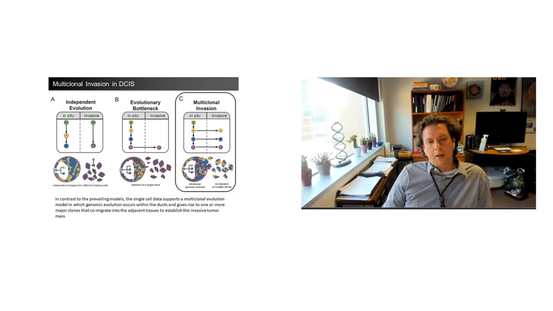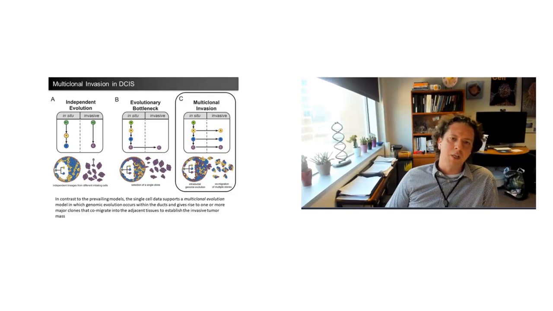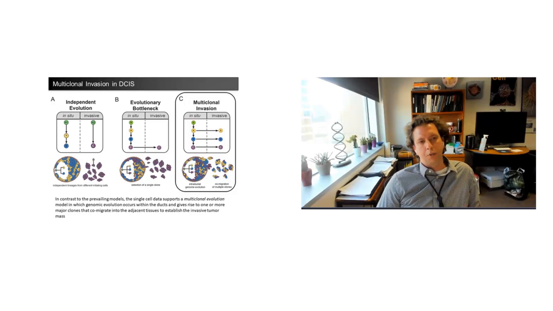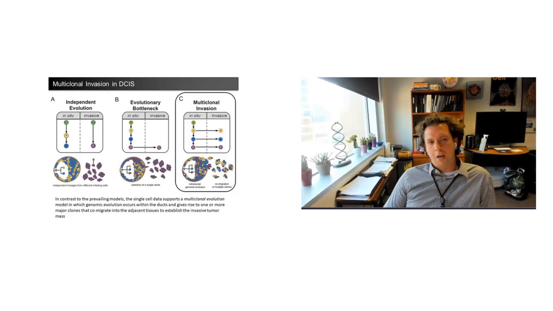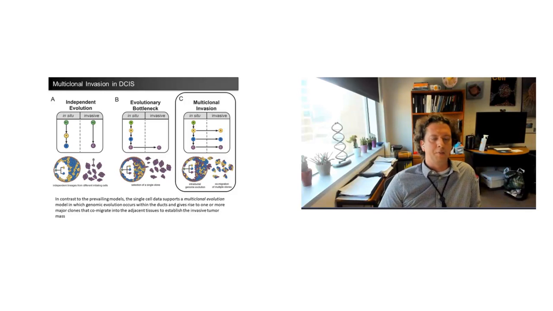And so our data did not support this independent evolution model, where it's thought that the in situ and invasive disease are completely different genetic lineages started from different cells. It also did not support this idea of an evolutionary bottleneck, which was quite prominent in the field. The idea that you have many different clones initially in the ducts, and then one of those is selected and expands to form the invasive tumor mass.